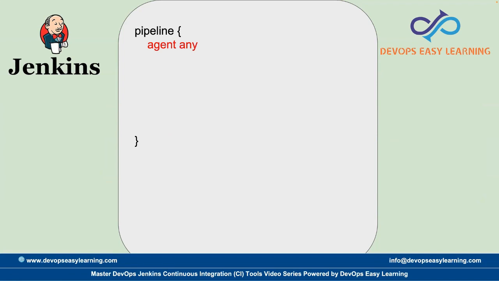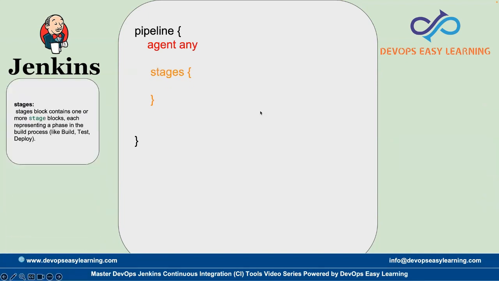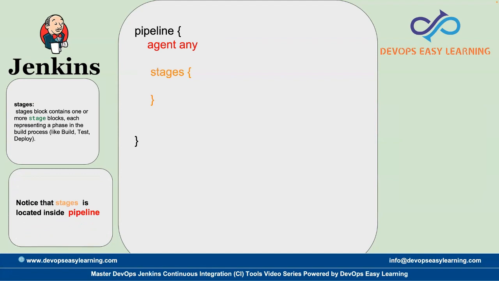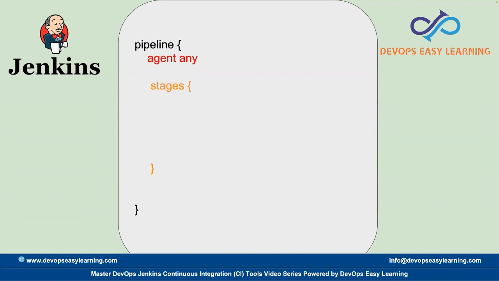Now, let's keep digging into the Jenkinsfile. The next thing that we are going to talk about is called stages, right? Stages is where we define all the stage. It is just a block that we use to define all the stage. I also want you to pay attention: stages is located under the pipeline itself. Now, stages is mandatory, right? If you want to use stages, that's going to be mandatory.